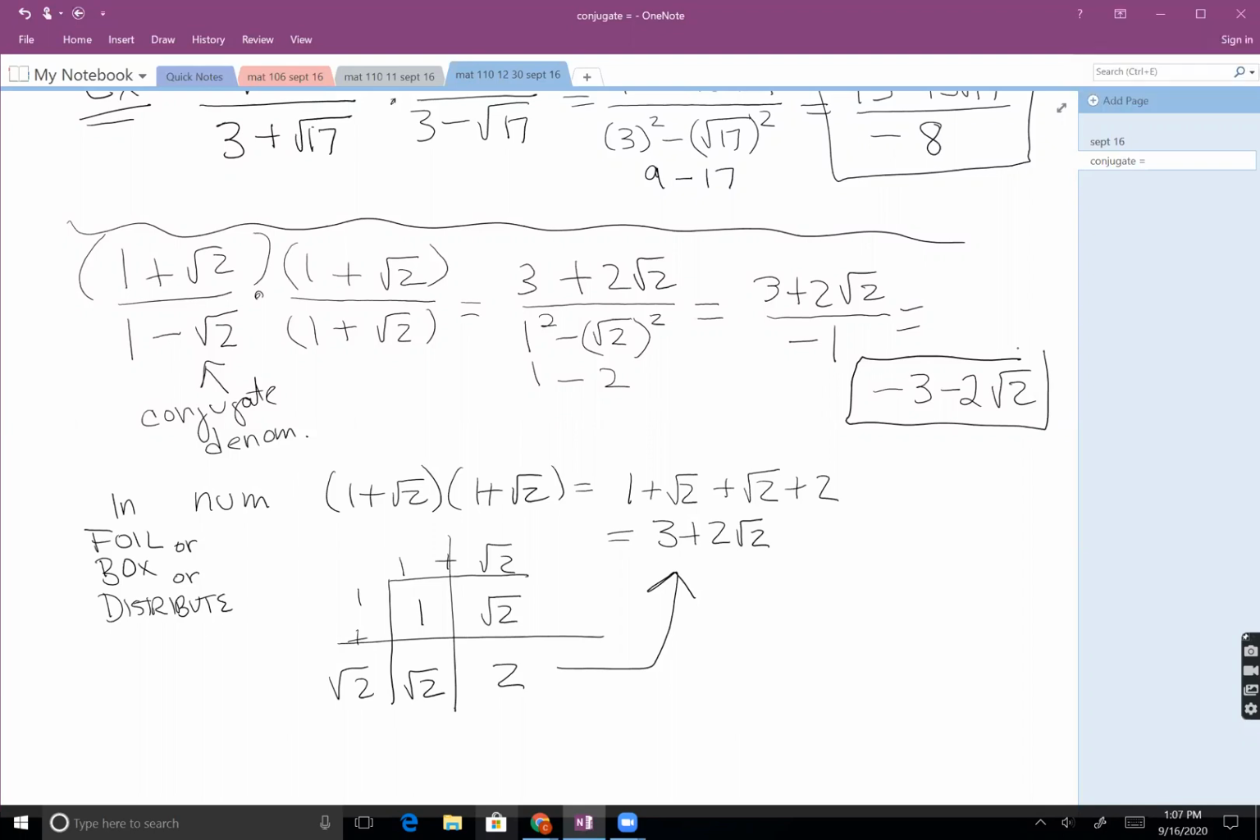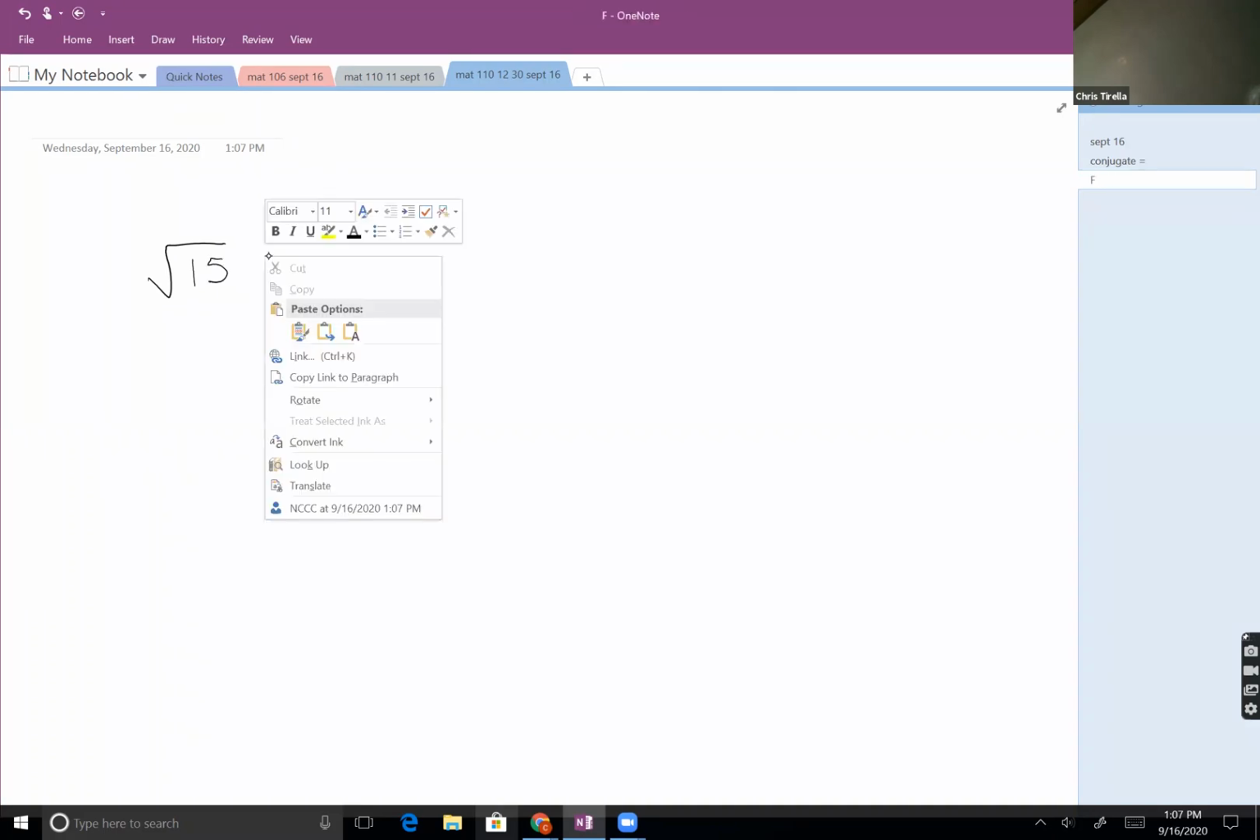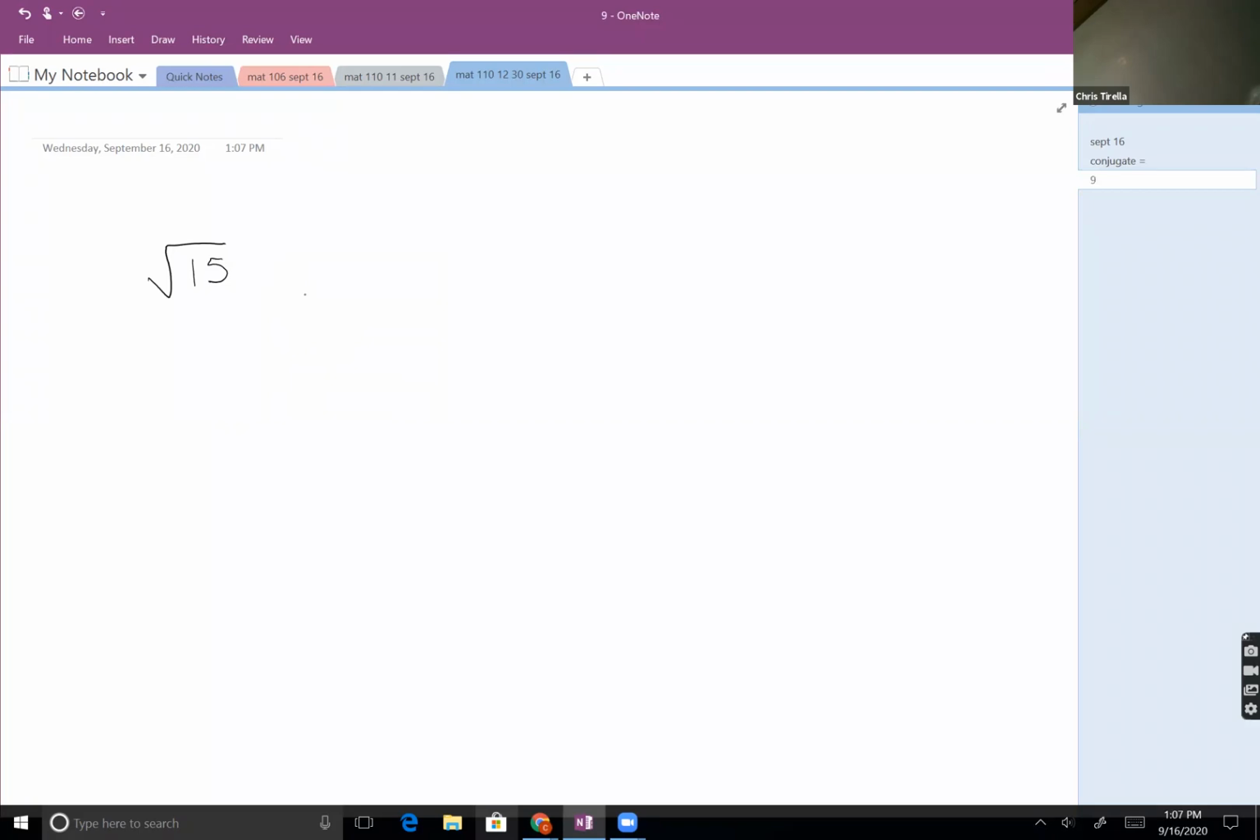Could you do one more about this problem? Sure. I was going to say the same. Could you do one more? Okay. Thank you. Let's say we've got radical 15 plus 1 over 4 minus radical 15. Help. What's first?